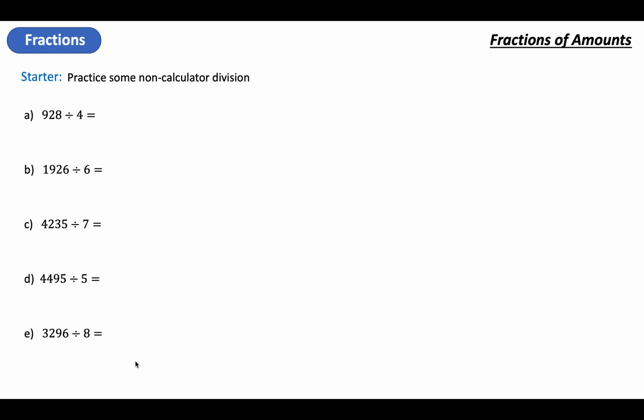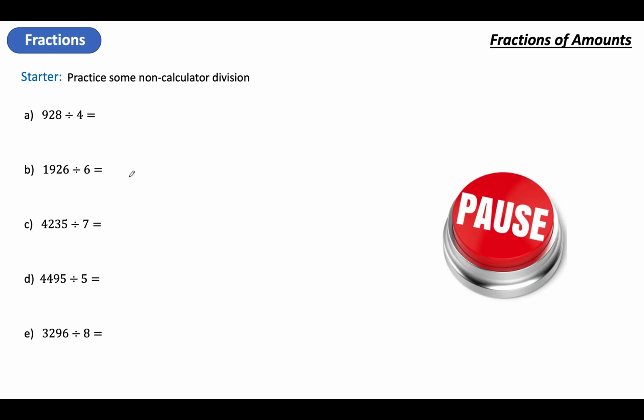Let's move a little bit further on with fractions then, and let's do some fractions of amounts. But first of all, your starter is to do some bus stop division. Remind yourselves of how to do the bus stop division. So, for example, if I'm dividing this first one, 928 divided by 4, I'd set it up like that, and then I'd go through and do my bus stop.